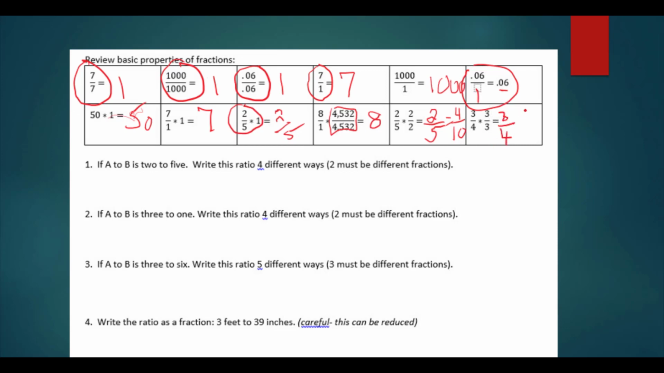You could multiply the numerators and then multiply the denominators and get 9/12. However, 3/4 and 9/12 are the same number.